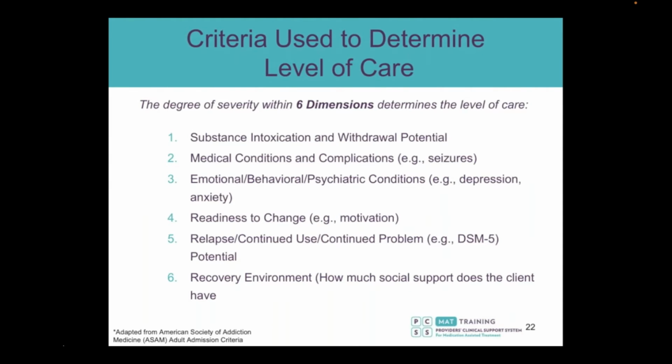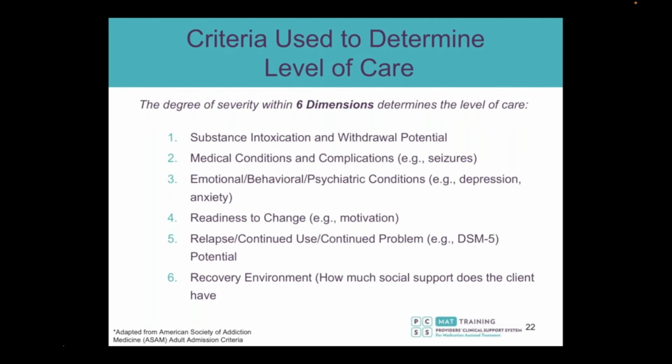What are the criteria used to determine the level of care here? So just like we use from the American Society of Addiction Medicine, or ASAM, their adult admission criteria, we'd like to give you a little guidance on where buprenorphine maintenance within SMM falls. So here are the 6 levels or dimensions that determine the level of care. Here are the 6 things one needs to know about in order to determine what level of care. Now, I encourage you to get the proper documents and training around the ASAM criteria.